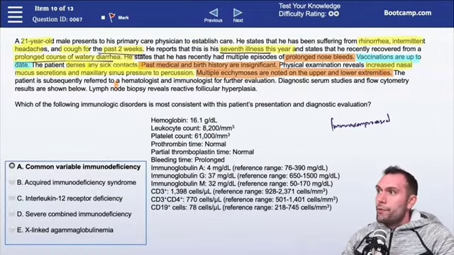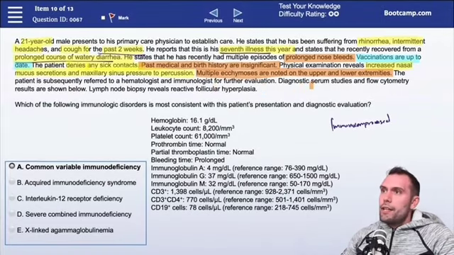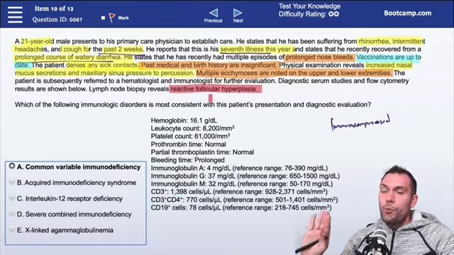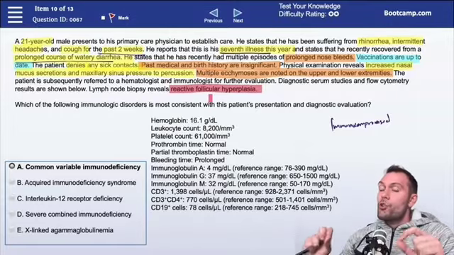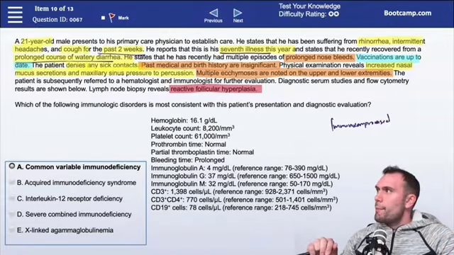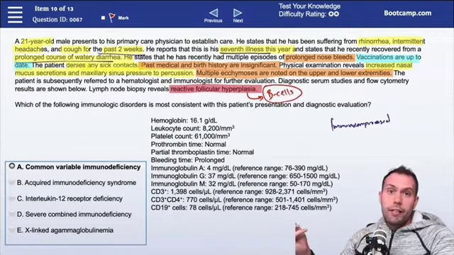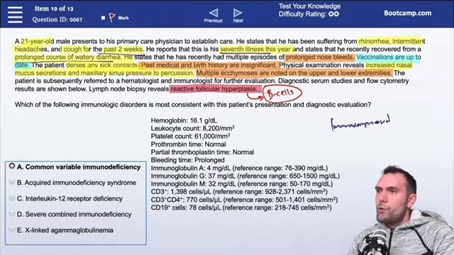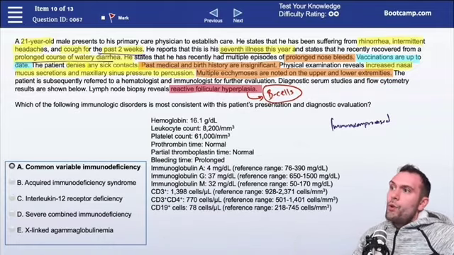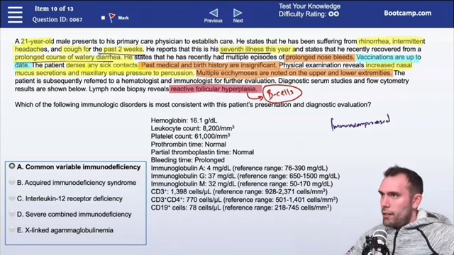The patient is subsequently referred to a hematologist and an immunologist for further evaluation. Diagnostic serum studies and flow cytometry results are shown below. Lymph node biopsy reveals reactive follicular hyperplasia. Anytime in a board question they give you a biopsy, especially for Step 1, make it a point of emphasis, because biopsies are usually confirmatory things, and there's a major reason they're telling you that most of the time. So reactive follicular hyperplasia means we have a lot of B cell action going on in the lymph nodes, which we would expect with certain infections. Which of the following immunologic disorders is most consistent with this patient's presentation and diagnostic evaluation?